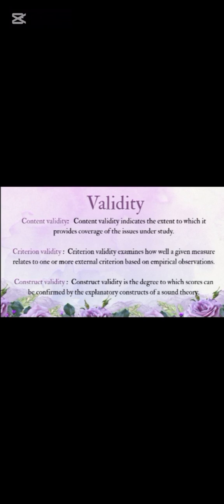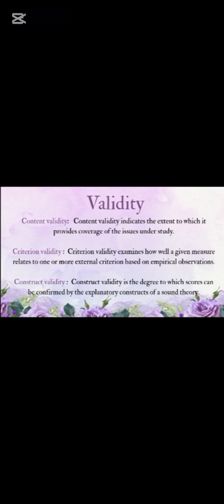First of all, content validity. Content validity indicates the extent to which it provides coverage of the issues under study. It basically assesses whether the measurement tool fully captures the specific aspects of the concept being studied. An example of content validity is a questionnaire studying consumer reactions to discounts should include questions about percentage discounts, buy one get one free offers, and limited time deals. If it only focuses on one type, it lacks content validity.